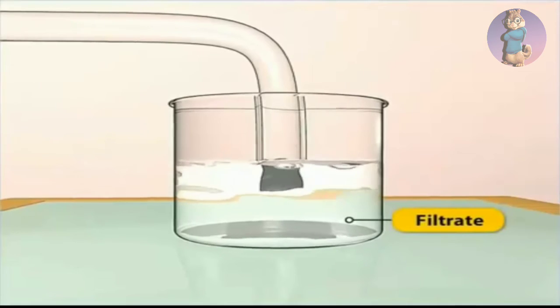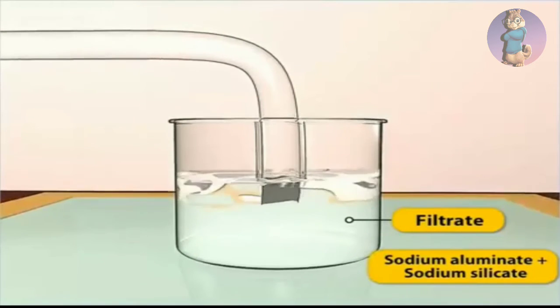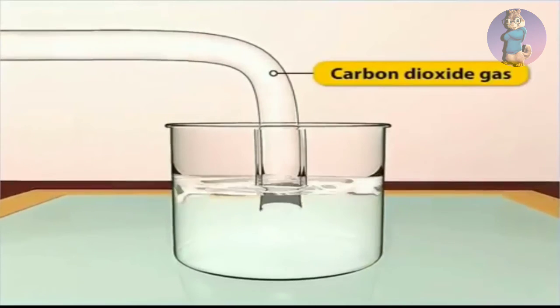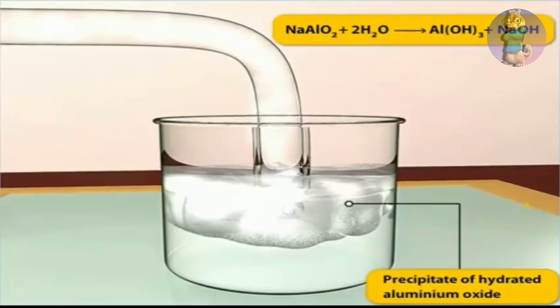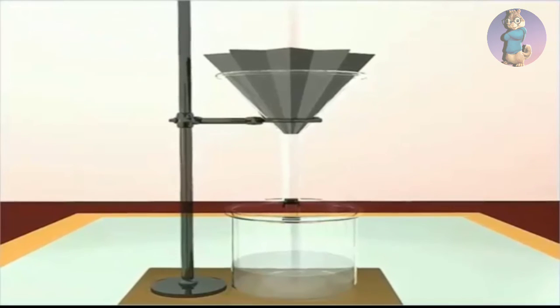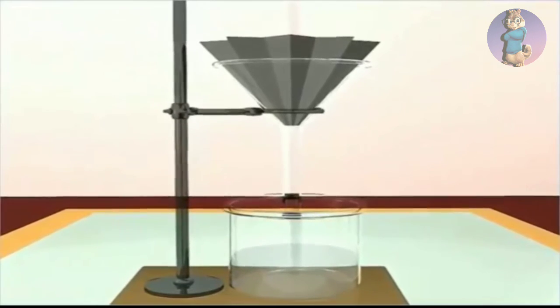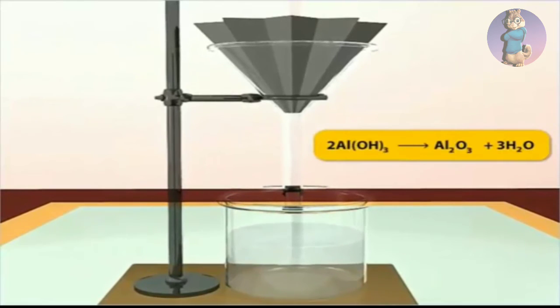The filtrate containing the sodium aluminate and sodium silicate is further treated with carbon dioxide gas. This leads to the precipitation of the hydrated aluminium oxide, leaving behind sodium silicate in the solution. The hydrated aluminium oxide is then filtered out and heated strongly to form pure aluminum oxide.